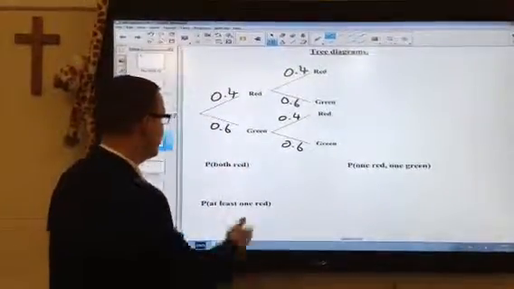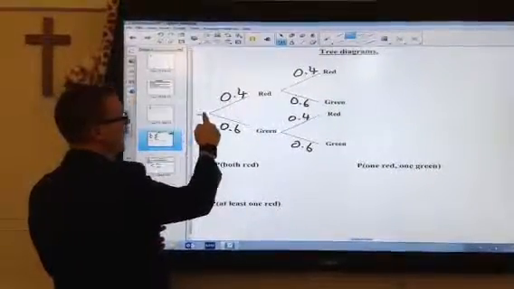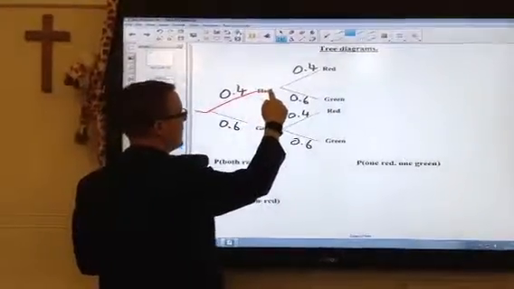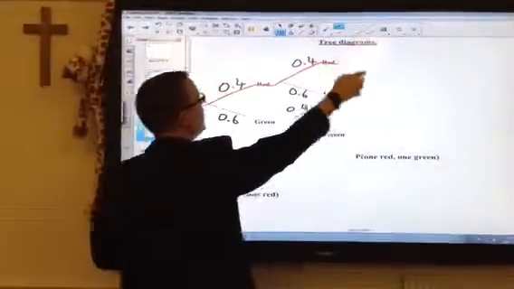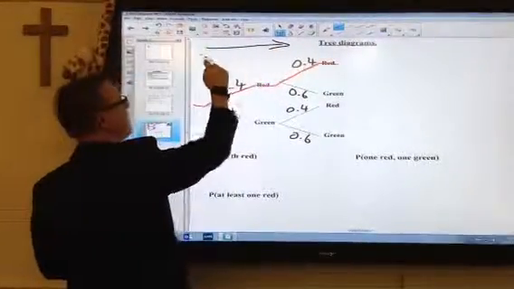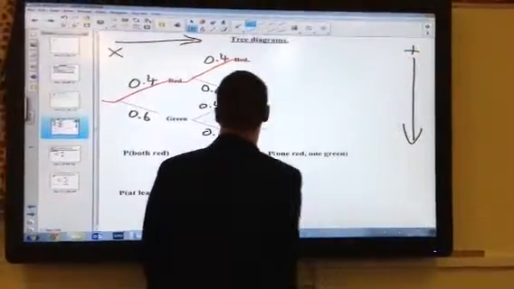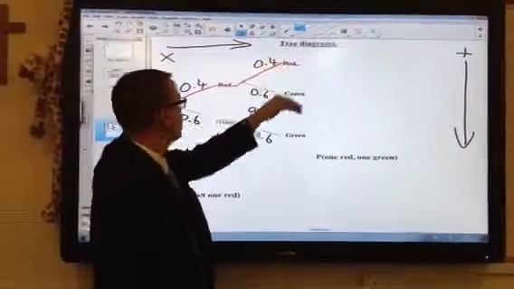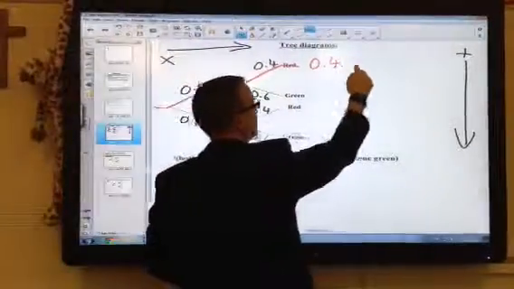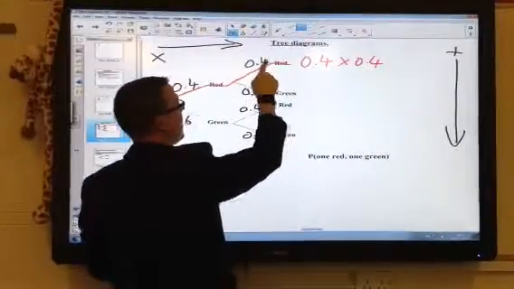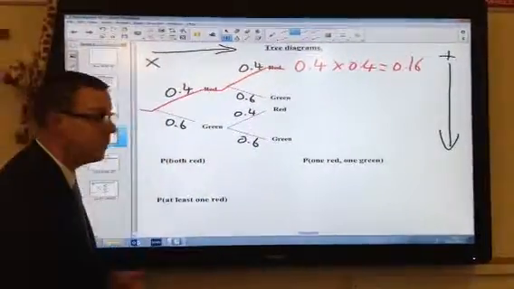Now this first question, probability that both are red, well, let's have a look at the routes through. If they're both red, this first one has to be red, and so does the second one. Just a reminder, of course, when we go along the tree diagram, we times, and when we go down the tree diagram, we plus. So to work out red and then red, I do 0.4 from here, times 0.4 from there, and that is 0.16. So I get the answer 0.16.